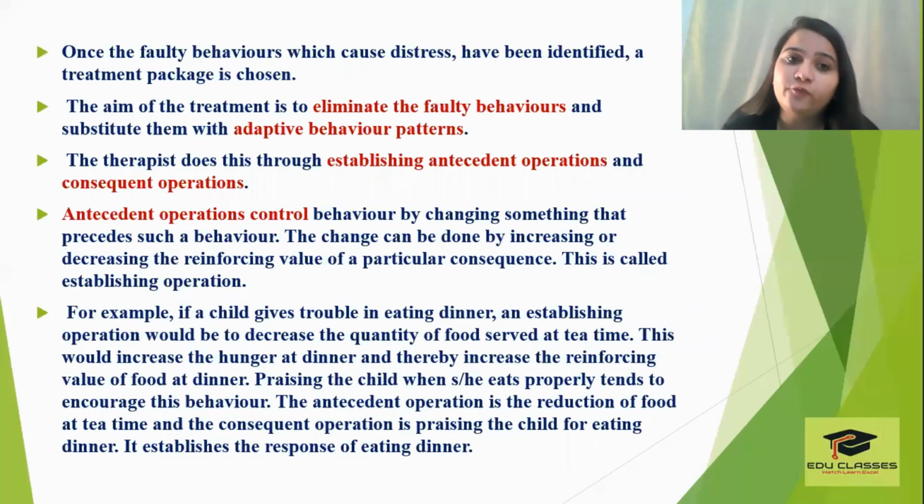Now, once the faulty behavior which causes distress has been identified, a treatment package is chosen. एक बार जब आपको पता चल गया है कि कौन सा behavior faulty है, फिर आप एक treatment की तरफ आगे बढ़ते हैं. The aim of the treatment is to eliminate the faulty behavior and substitute it with an adapted behavior pattern. Of course, treatment का जो main aim है वो यही है कि आप जो faulty behavior है या जो गलत behavior pattern है उसको आप खत्म कर दें और उसको substitute या उसको replace कर दें एक ऐसे behavior pattern से जो कि ज़्यादा functioning या ज़्यादा adaptive है.